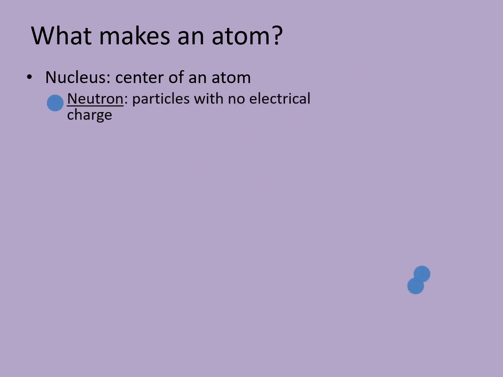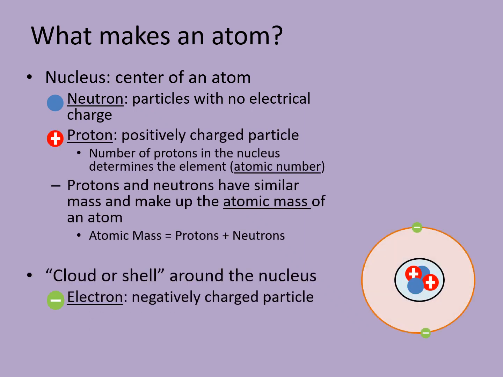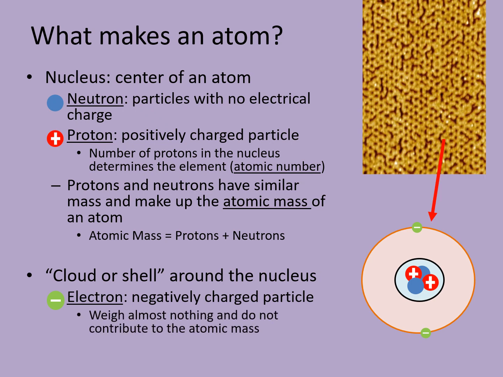So what makes an atom? We know that there is a nucleus, that is the center of an atom. So we're going to break down what they look like, how they're made. I'll go ahead and populate all of these here. So you have a neutron. This is your neutral particle. This has no electric charge, nothing's happening, hence the term neutron. And then we also have protons.